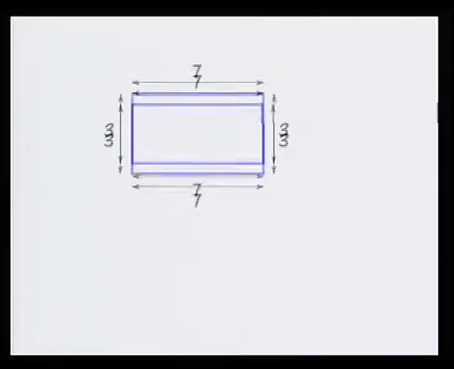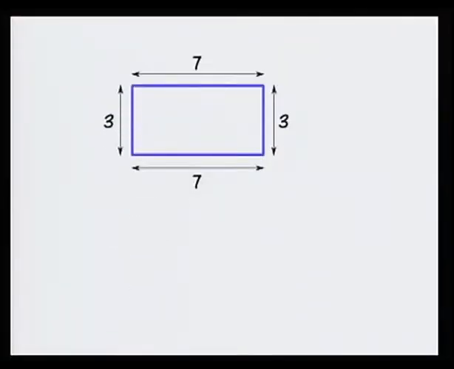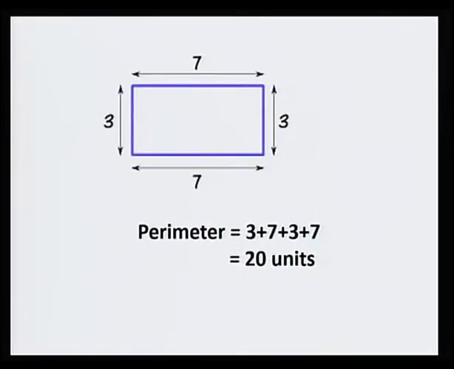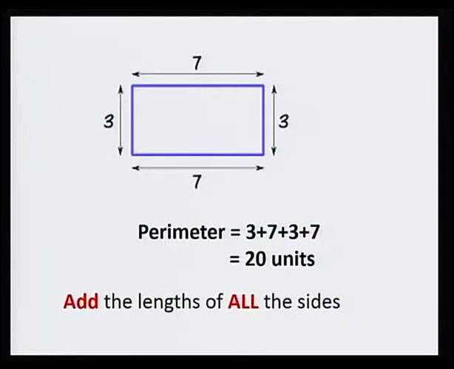Now let's have a look at more examples on perimeter of plane figures. Look at this rectangle. It has the dimensions 7, 3, 7, and 3. So the perimeter of this rectangle is 3 plus 7 plus 3 plus 7 equal to 20 units. Remember, perimeter is to add the length of all the sides.